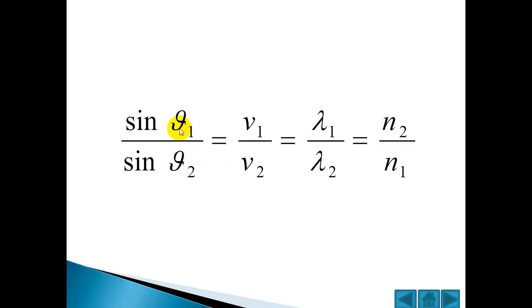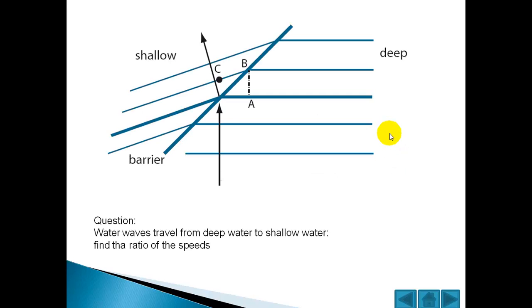Here we have the same equation: v1 divided by v2, lambda 1 divided by lambda 2, N2 divided by N1. This has been flipped, but the sine of the angle is still in the same order as 1, 1, 1 meters a second, but the refractive indices are swapped out in the equation.